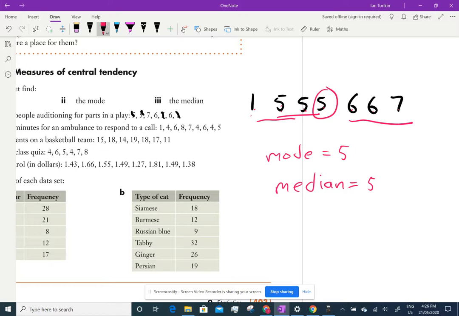Now, if I add up all the scores, what have I got? Three 5s are 15, plus the 1, 16, two 6s, 28, 35. So the mean, add up all the scores, 35. How many scores are there? 1, 2, 3, 4, 5, 6, 7, over 7. Oh, look at that. The mean is 5 also. So that one worked out.